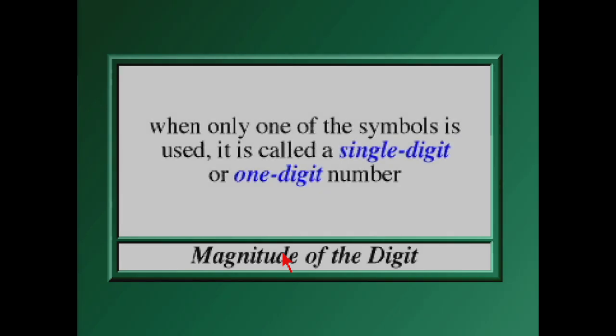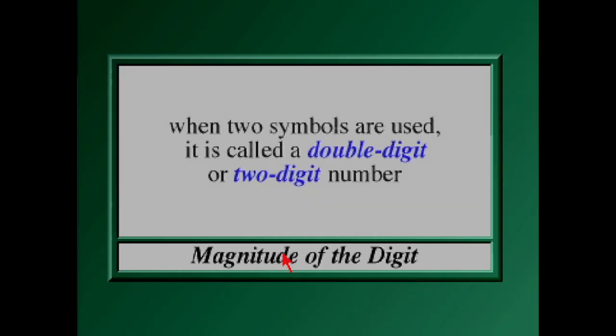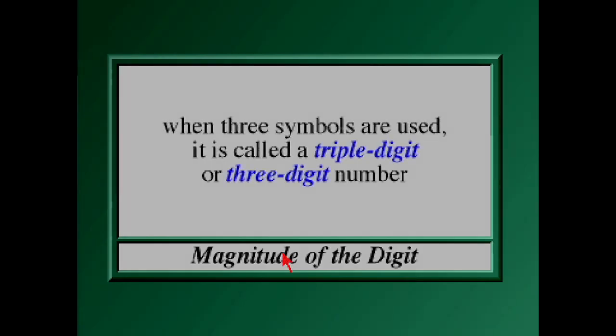When only one of the symbols is used, it is called a single digit or one-digit number. When two symbols are used, it is called a double-digit or two-digit number. When three symbols are used, it is called a triple-digit or three-digit number.